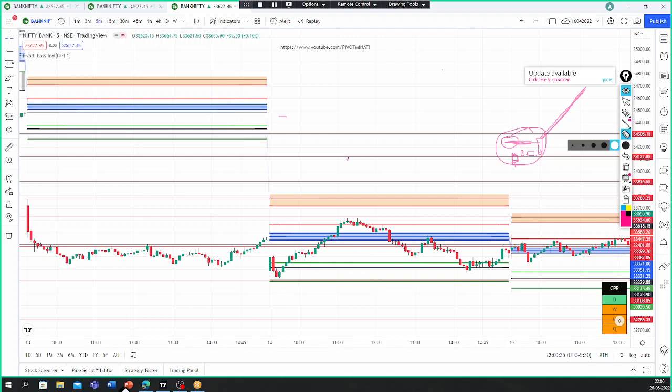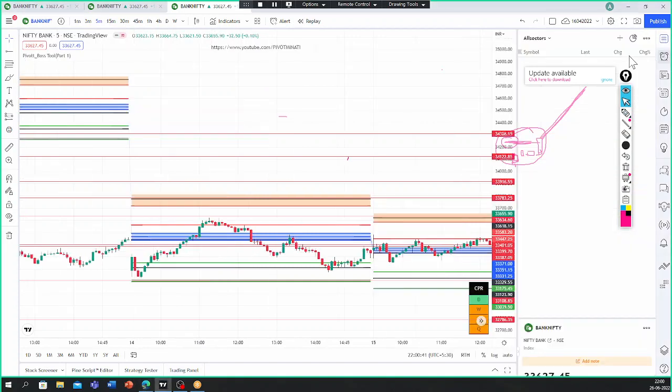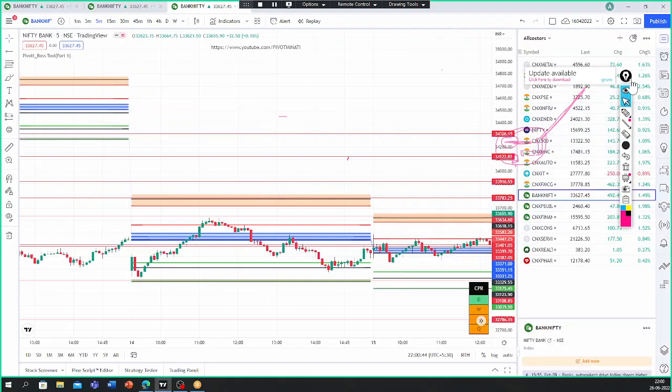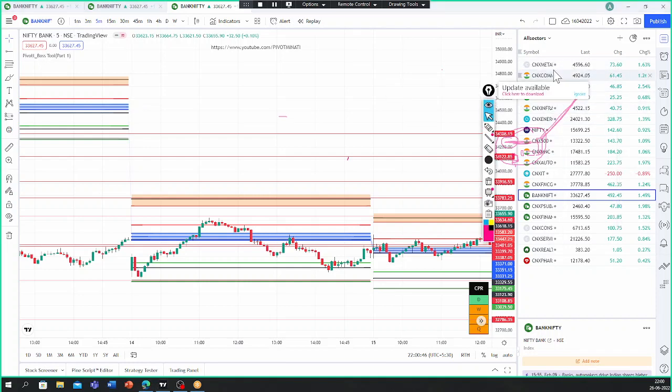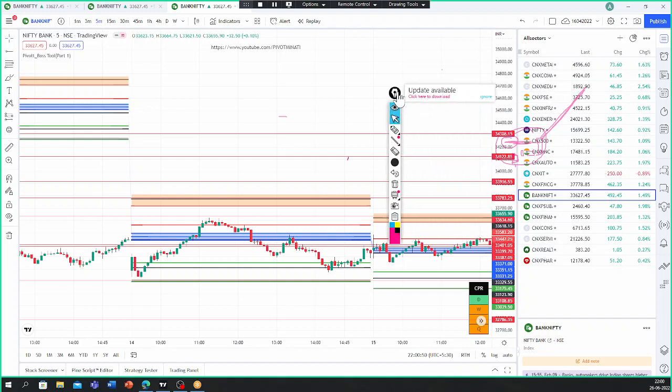Do you see this site, NSE.com, or in TradingView only. In TradingView only you will see where your market is opening. Do you check this, guys? Before 9:15.